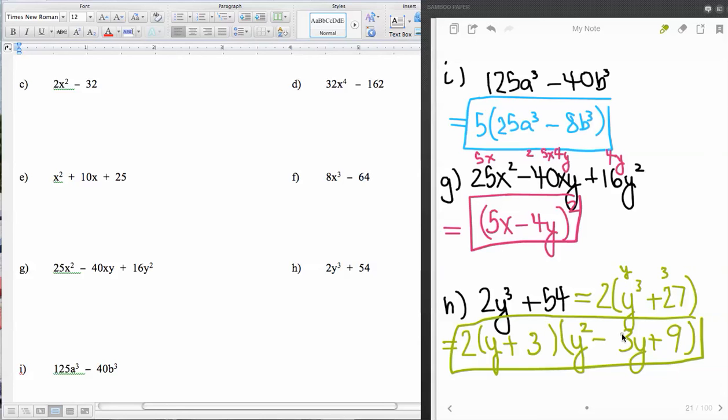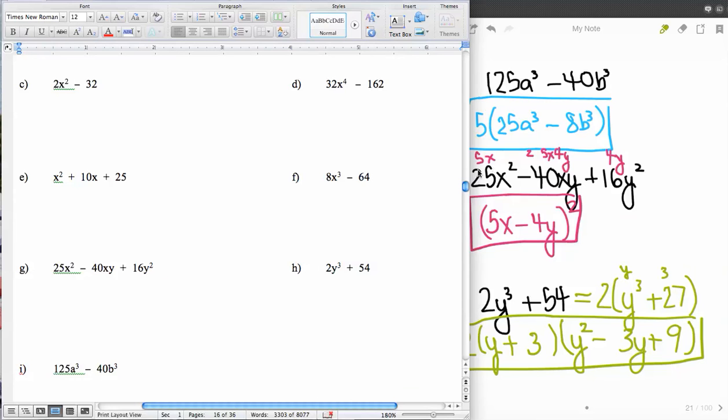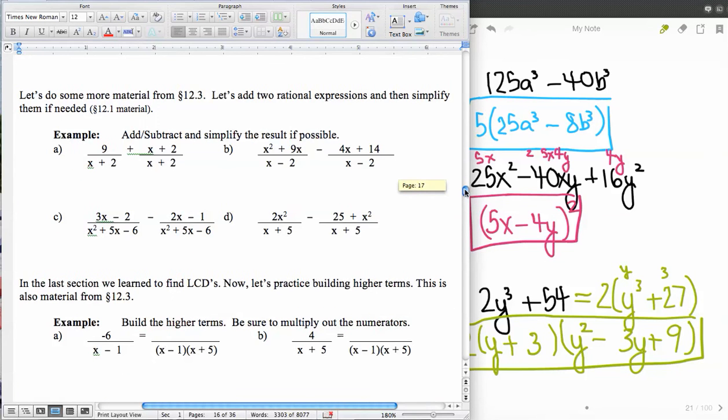Now in our next lecture, we're going to talk about how to apply these to some concepts in chapter 12. So we're going to be just practicing our factoring, but we're going to practice it to apply to adding and subtracting rational expressions.